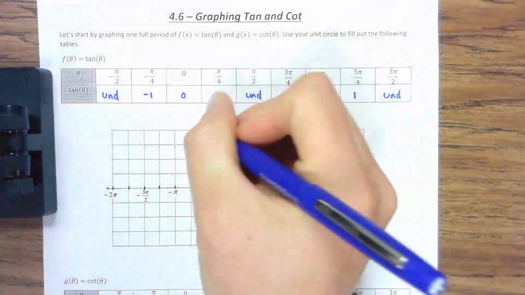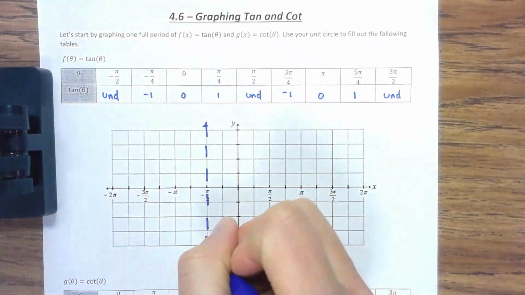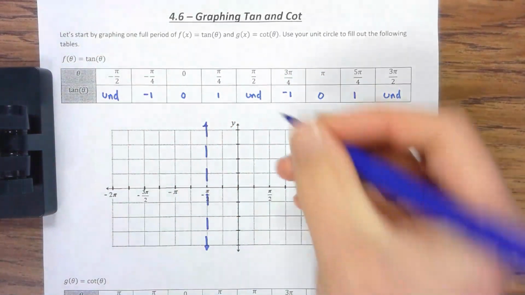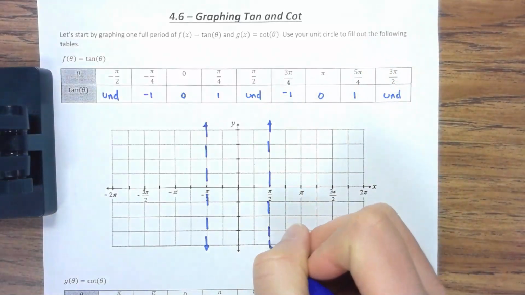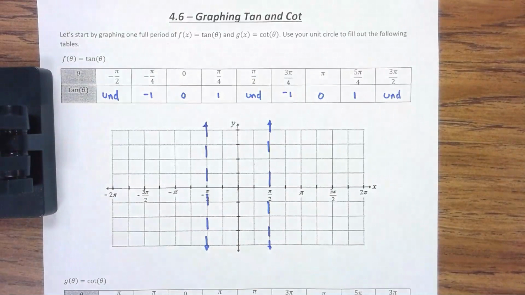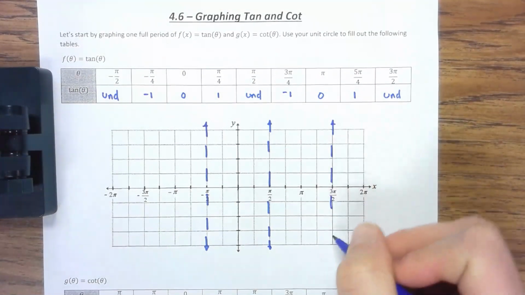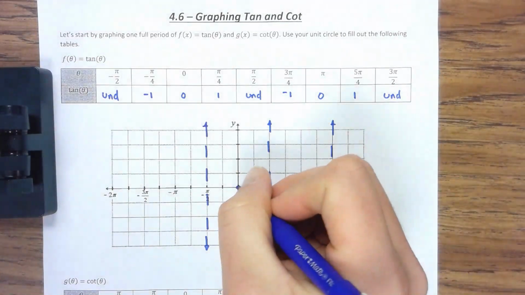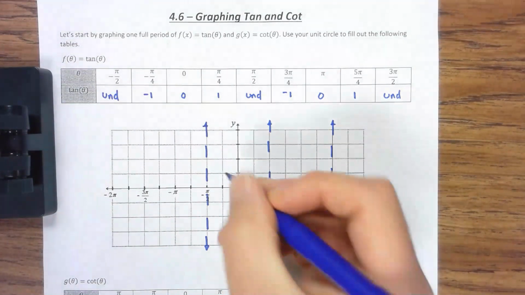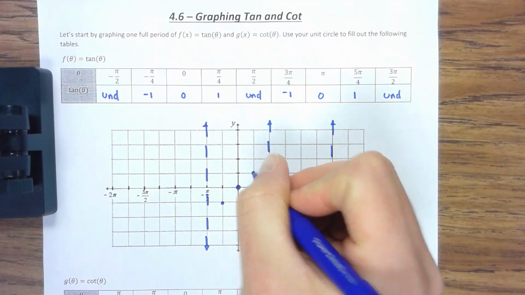So at negative pi over 2, there's a vertical asymptote. And then again at pi over 2, there's a vertical asymptote. Based on the values we have here, we get another one at 3 pi over 2. Then for the points in between the asymptotes, at 0, I get a y value of 0. At negative pi over 4, I get negative 1. And at pi over 4, I get 1.